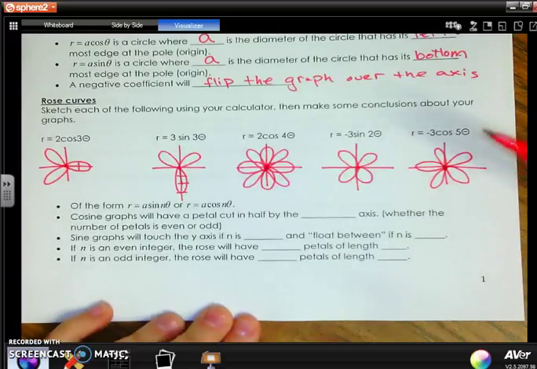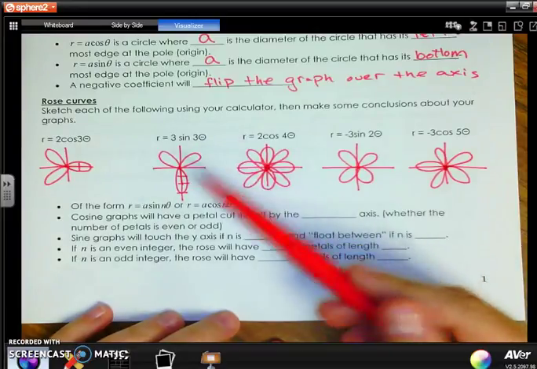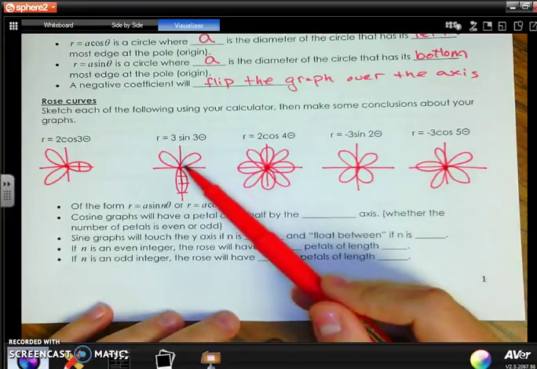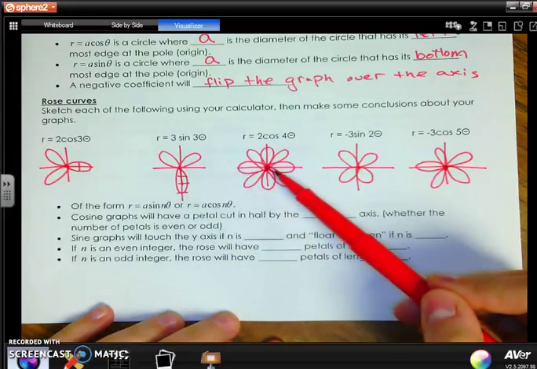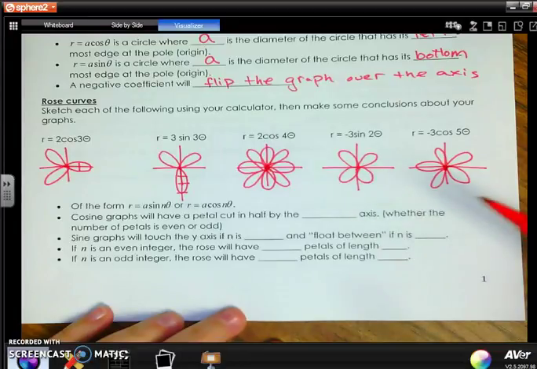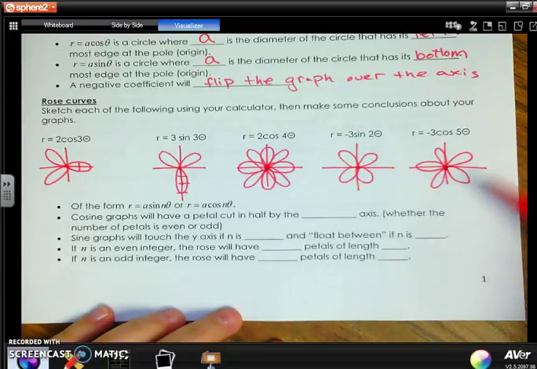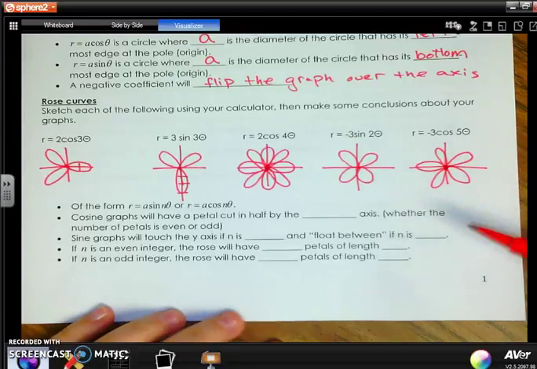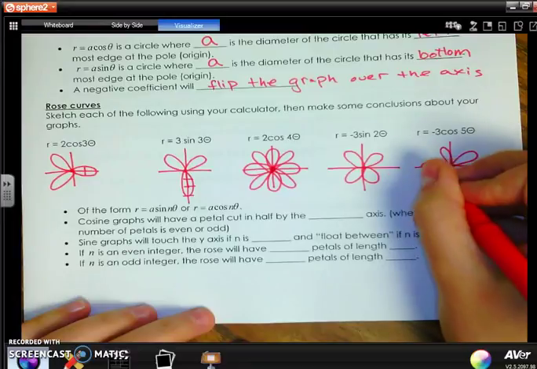Okay, hopefully you've got some graphs that kind of looked like this. I know this one's got a little crazy. So here we have, this is a rose curve. It has 3 petals of length 3. Here, this rose curve has 8 petals, and they were of length 2. Okay, here there was 4 petals of length 3. Here there was 5 petals of length 3. And that was 2, 3.